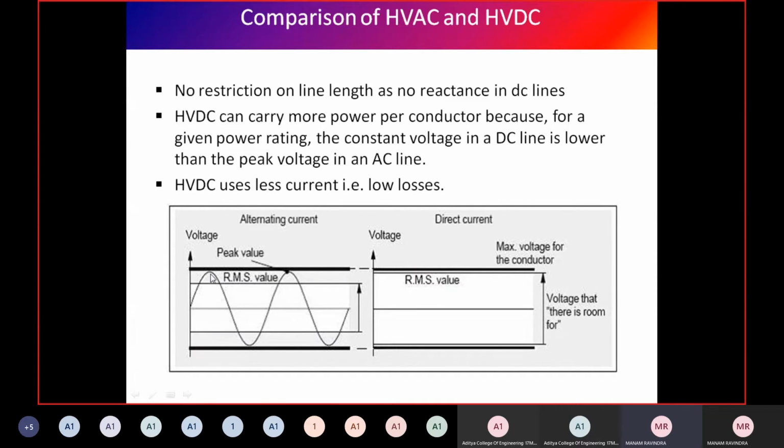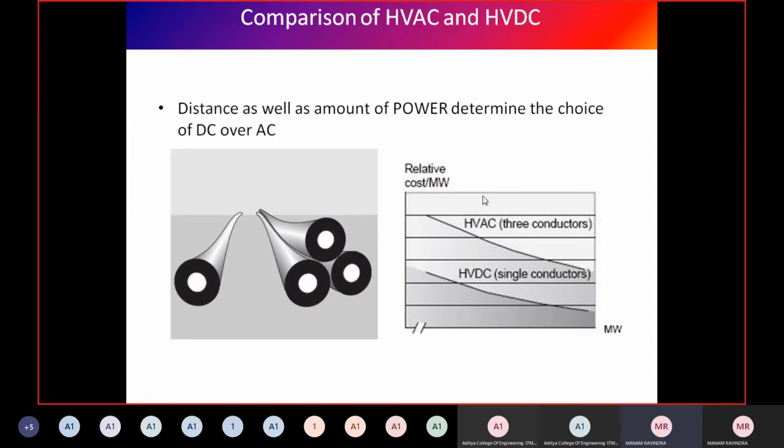See, the peak voltage is high in case of AC compared to that of DC. Here the peak voltage is high, right? Compared to the DC value, this is low. So, as the peak values of the AC are very high, the losses of the current also will be very high. In case of HVDC, we have less current and low losses.